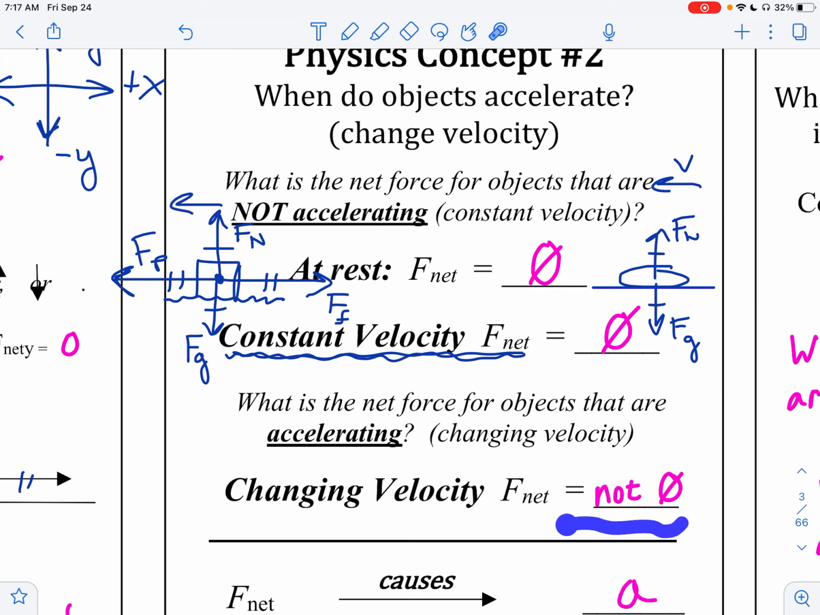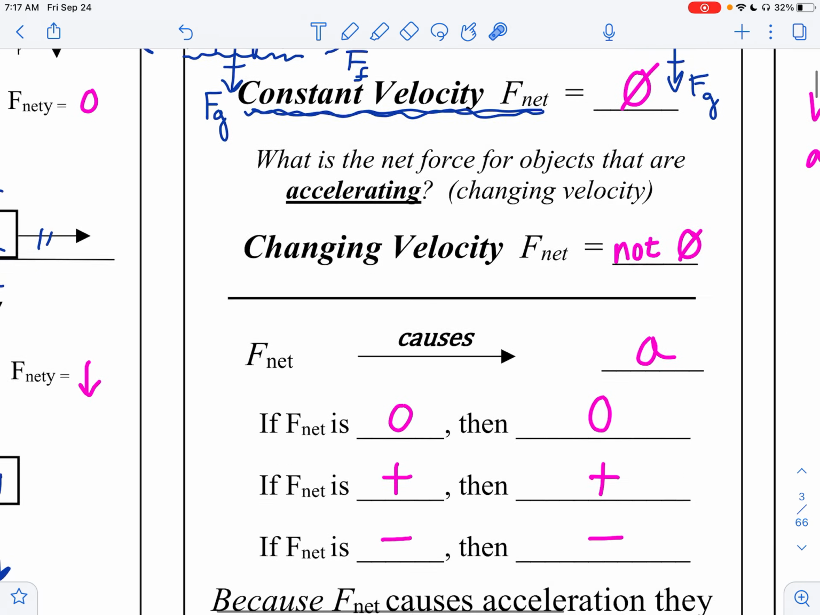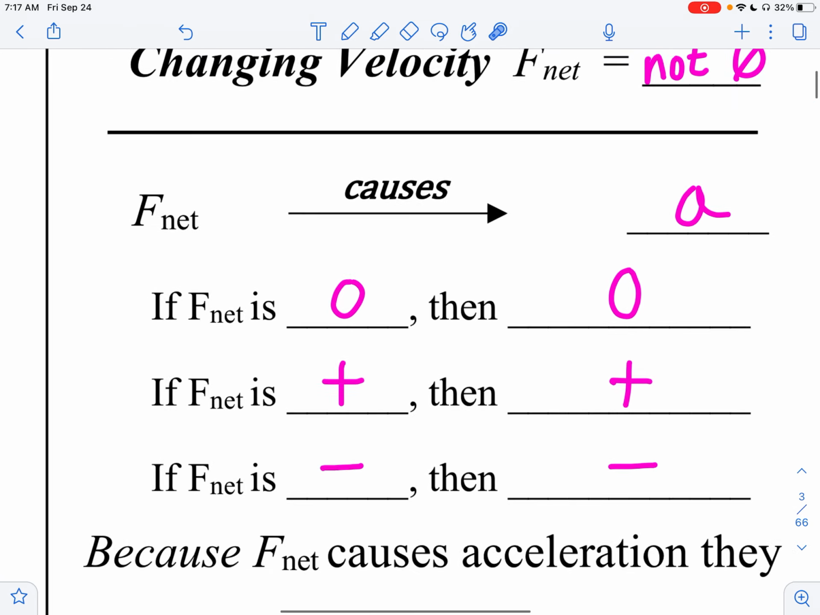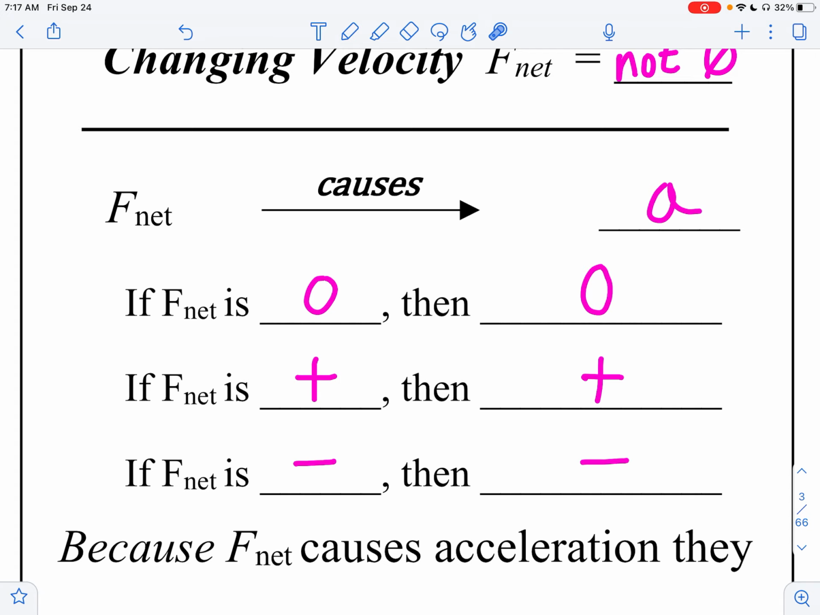And this is where we are going to go faster and faster or slower and slower. All right, so net force causes acceleration. So this is a cause and effect. We have a cause, if we have a net force from unbalanced forces, and the effect is our object will accelerate. Some rules with this.